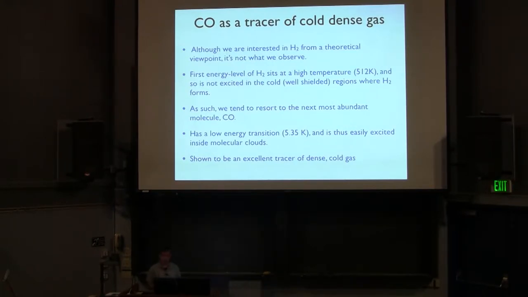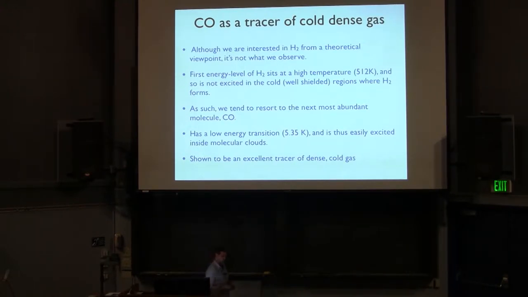What I was talking about yesterday was just how you form H2 inside a cloud. We didn't touch on the idea of forming CO at all, and so what I'm going to do today is discuss how that works. Now, CO is very useful because it has a temperature to be excited that is a factor of 100 smaller. And so you can excite it inside a GMC, and then we can see it. It's shown to be a fairly good tracer of cold, dense gas in which stars form.